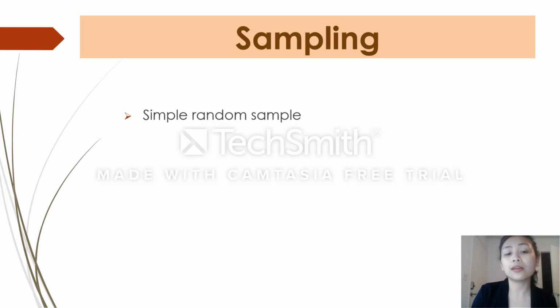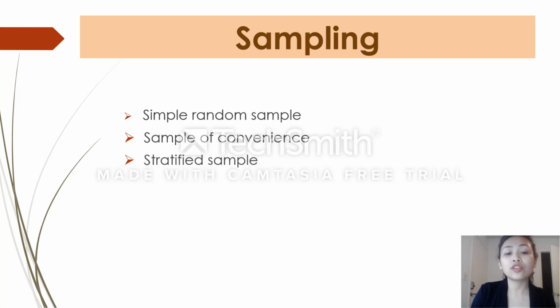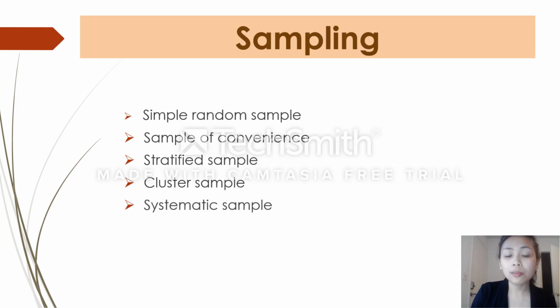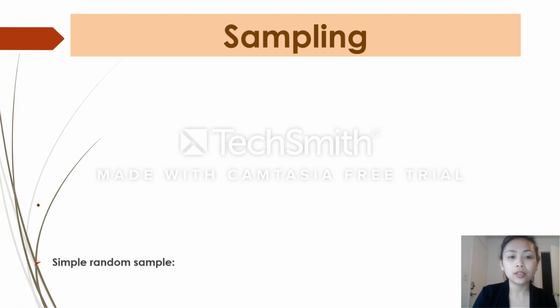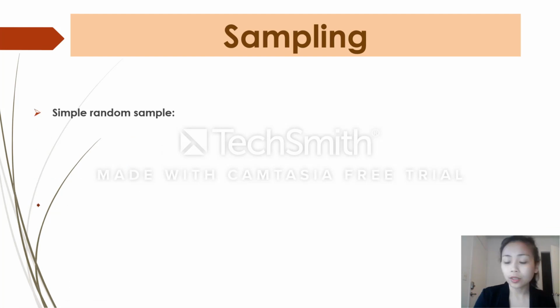The first method is called simple random sampling. The second one is sample of convenience. The next ones are stratified sample, cluster sample, systematic sample, and the last one is voluntary response sample. So now let's look at the first sampling method, simple random sample.